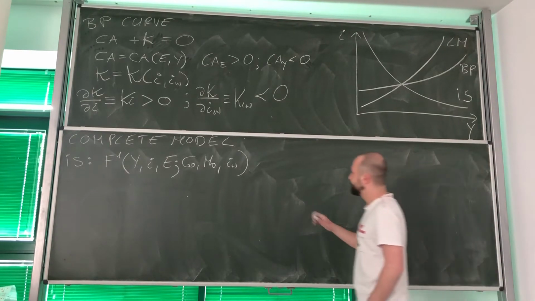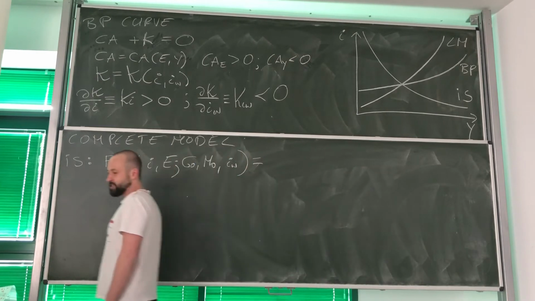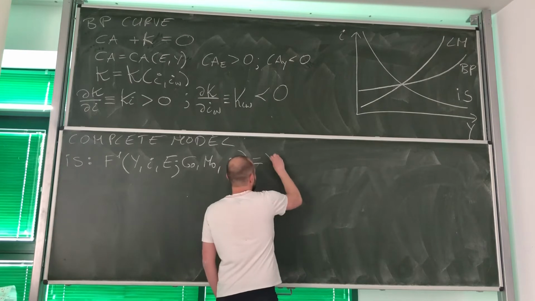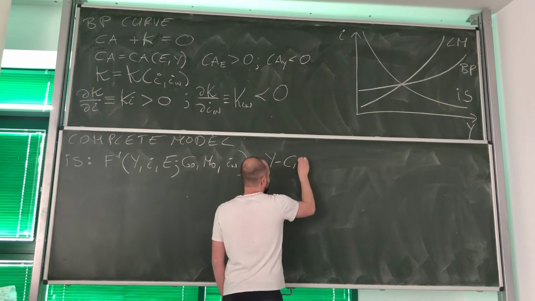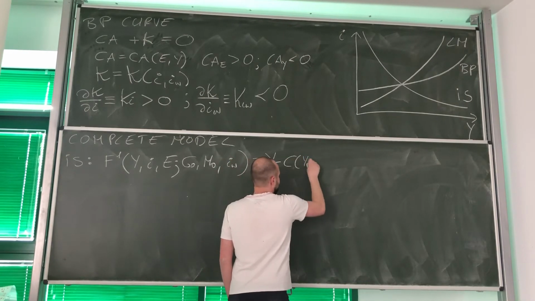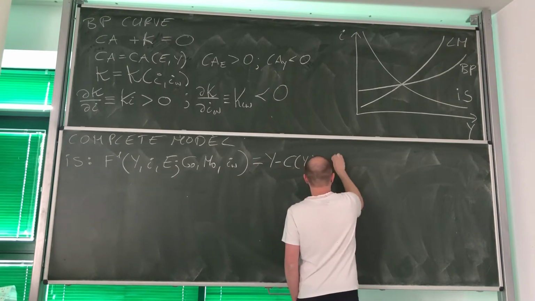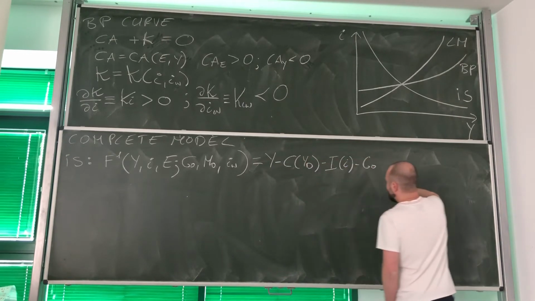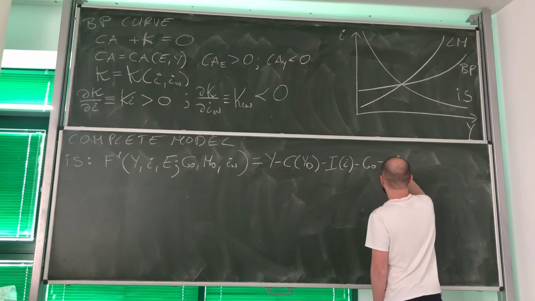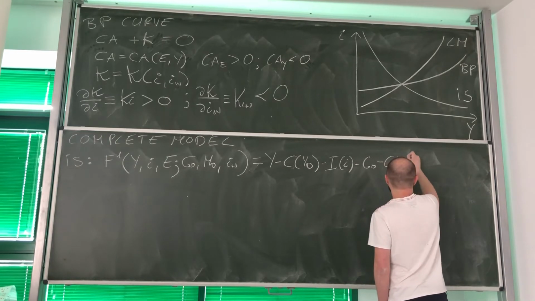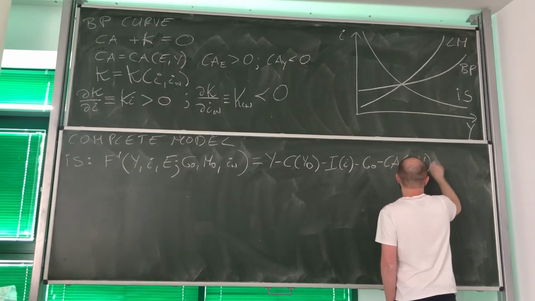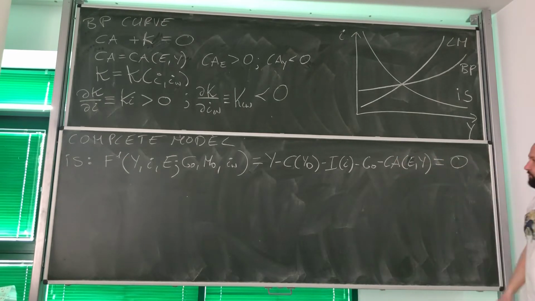Well, we need to express it as equal to 0. So we use the equilibrium condition, and we write it as Y minus C(Yd) minus I minus G0 minus CA(E, Y), and this equals 0.